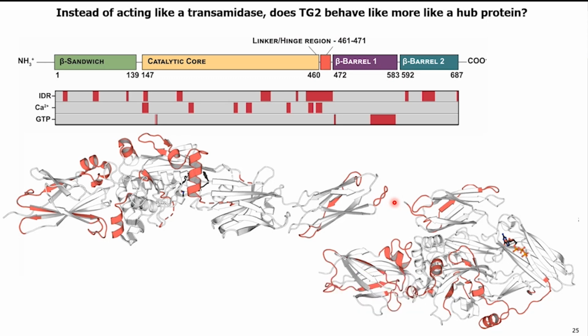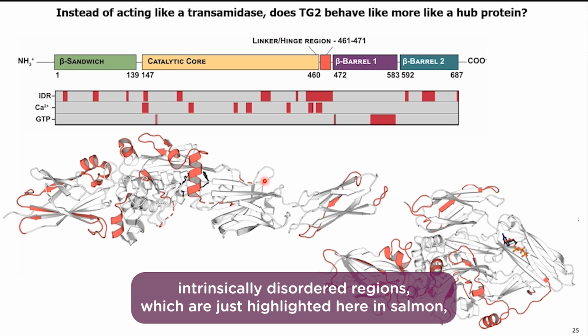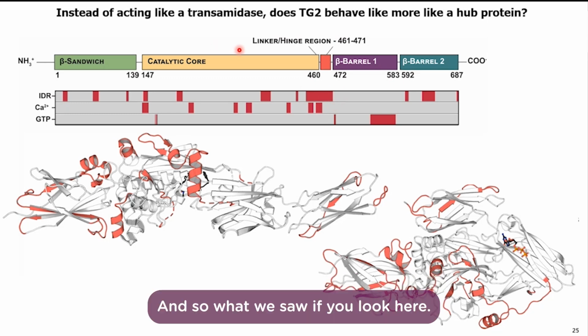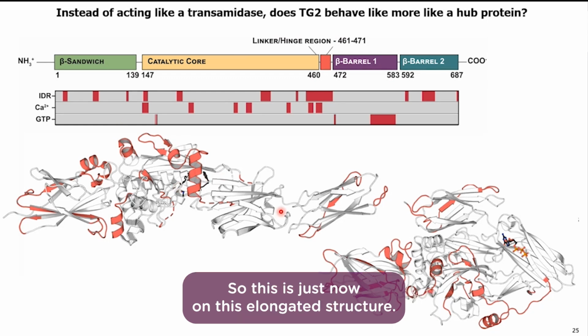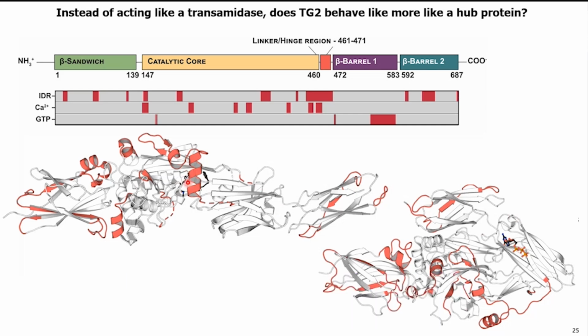information all at once. Well, if we started looking at TG2's predicted intrinsically disordered regions, which are just highlighted here in salmon. Let's go with salmon at this point. And so what we saw, if you look here, so this is just now on this elongated structure, and then this compact structure here, you can see where we've mapped those regions.